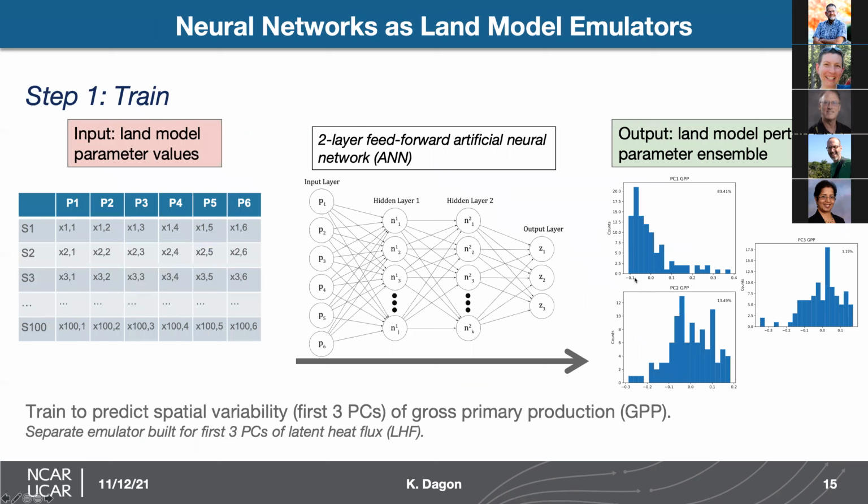Okay, so returning to this picture for the training process, just adding a little bit more detail. The input to the neural network was the 6 parameters and the 100 ensemble members that we have for our PPE. And then we're training it to predict the first 3 modes of variability. I'll just note that we built a separate emulator for the first 3 PCs of latent heat flux. So I'll be talking about both of those quantities.